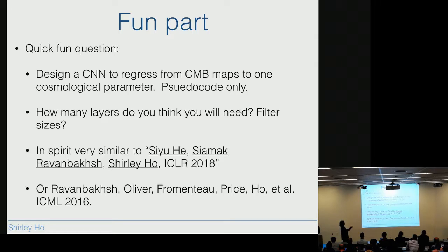I'm only asking for pseudocode, and you can work in teams, and we'll probably pick one or two teams to talk about their answer tomorrow. This is very similar in spirit to what we did at ICLR, the International Conference on Learning Representations 2018, for cosmological parameter estimation from large n-body simulations.